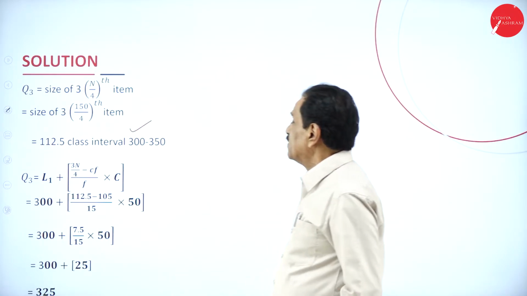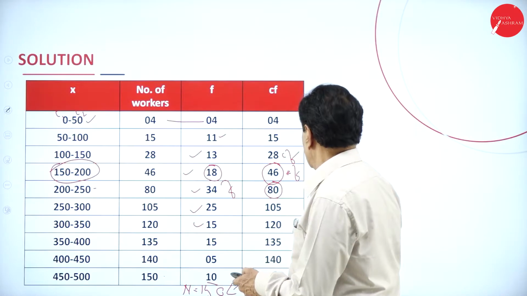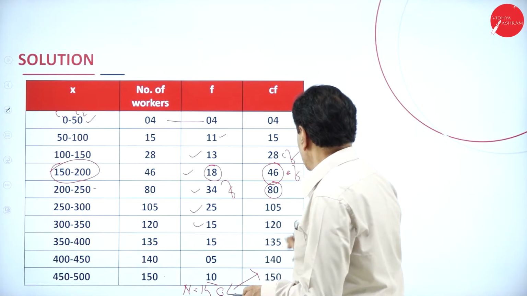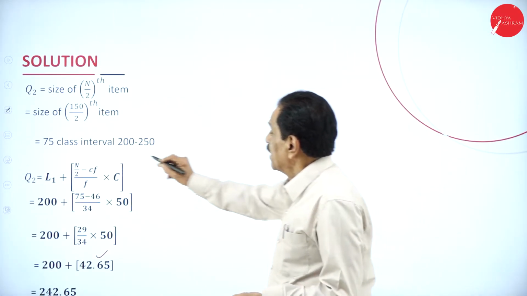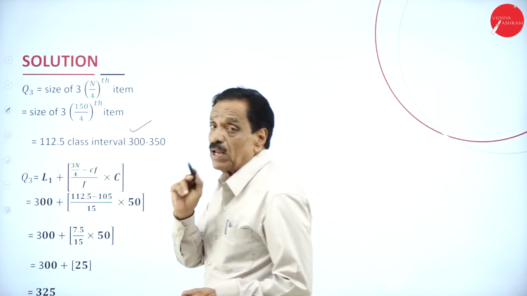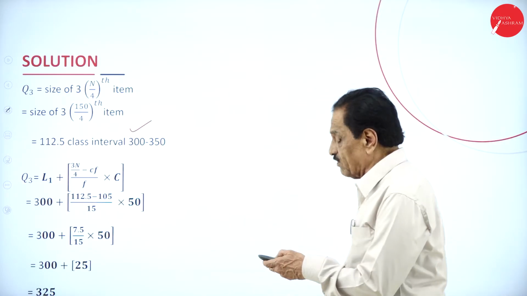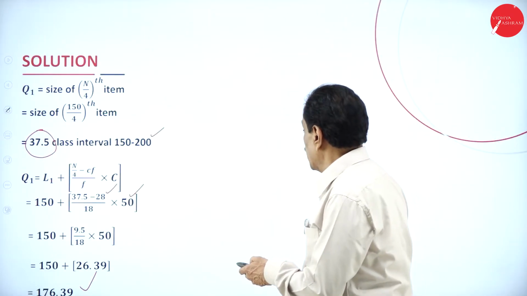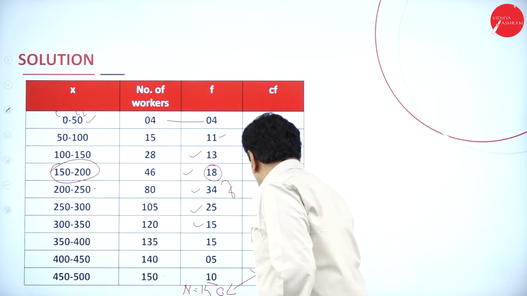Lies between 300 to 500. Come back here. Here your number is there. What's your number you calculated? This is Q3. It will come 112.5. Find 112.5 in CF. 112.5 comes under 120.